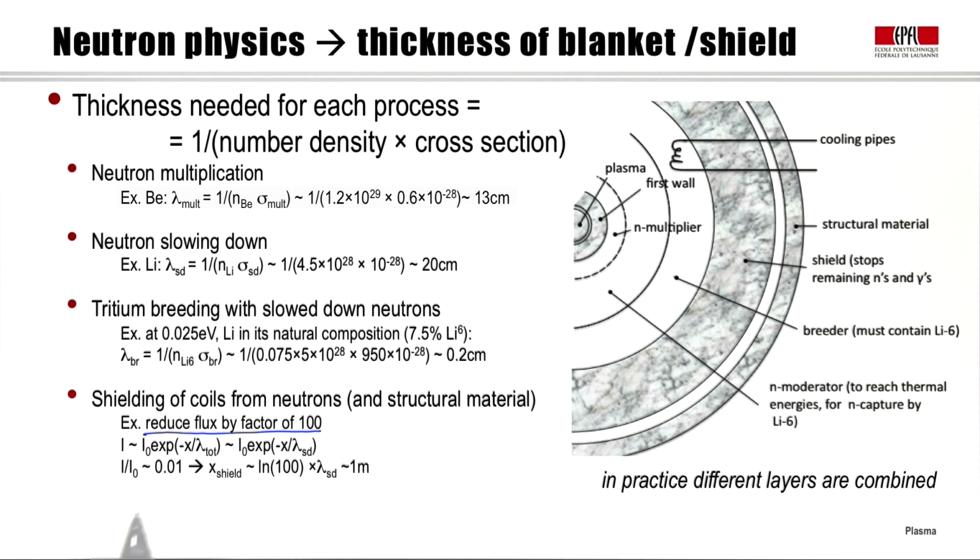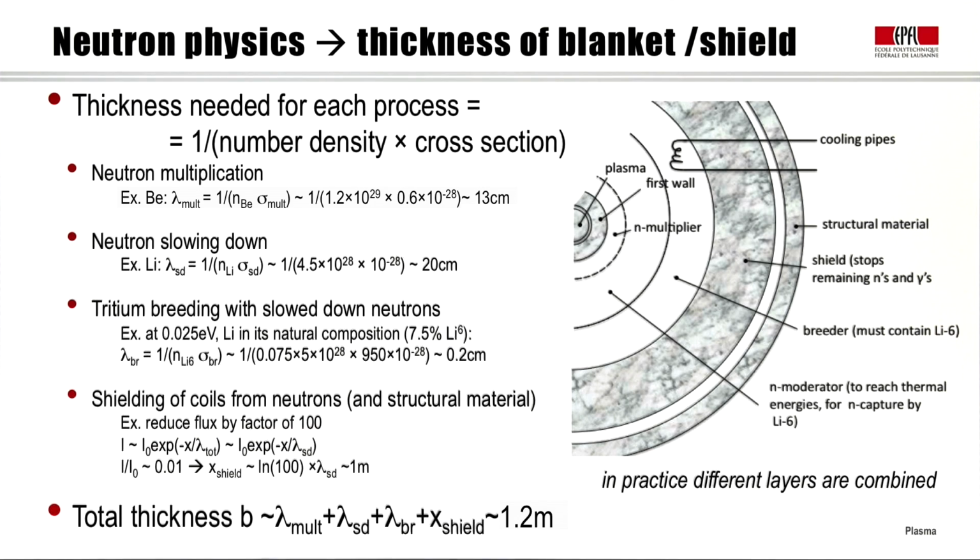So if we take that length, and we impose that the intensity goes down by a factor of 100, we get the shielding thickness, which is the natural log of 100 times the slowing down thickness we calculated before. That's about 1 meter. So really that's the dominant part of the thickness that we have found in this evaluation of the need for the blanket and the shield to do all the 4 tasks that they are required to do in a reactor.